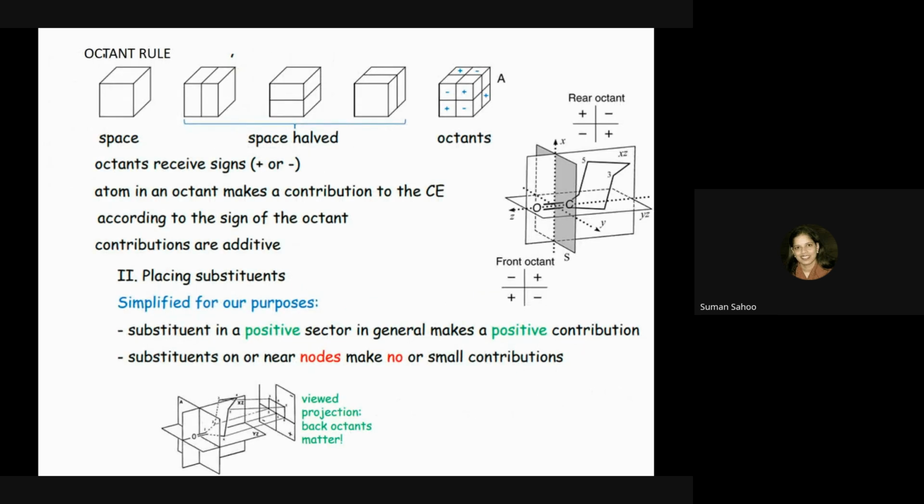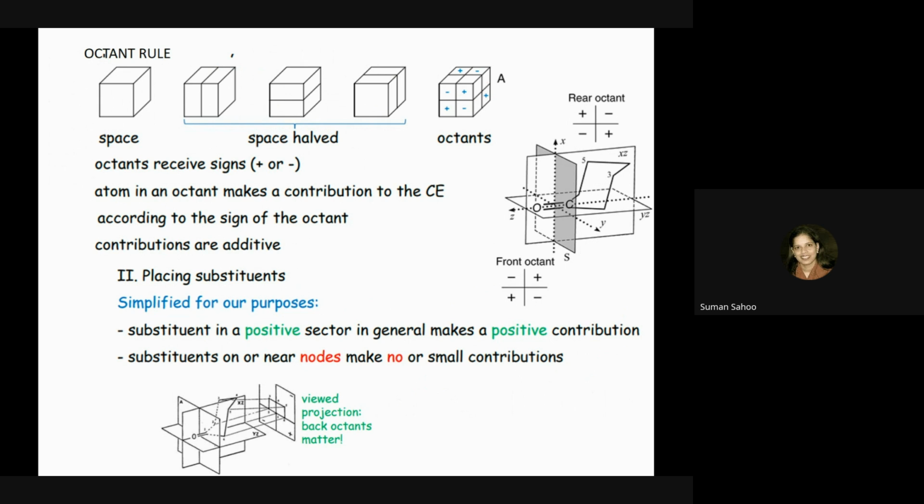So next comes your octant rule. Suppose this is a space. If we put one plane here, I can do it this way, this way, or this way, so the space would be halved. That gives us two quadrants: one is your front quadrant, and the other is your rear quadrant. In total we would get an octant. So this one would be your front octant, and this one your rear octant.